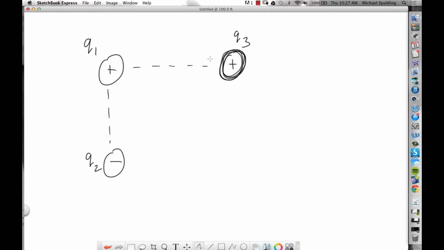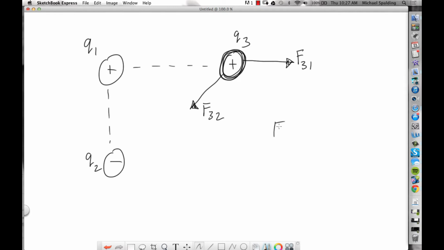Well, first thing, you got to do a free body diagram that shows the forces. So if we're focusing on charge 3, what is charge 1 doing to charge 3? Attracting or repelling? Repelling. So you would label this force here F31, the force on 3 by 1. Now what's charge 2 doing to charge 3? Attracting it. So I'd label that F32, the force on 3 by 2. Okay, so then what you got to do?